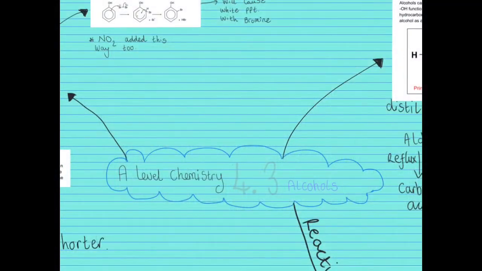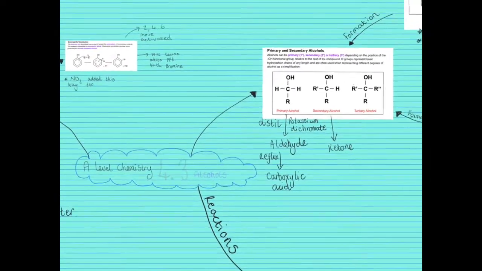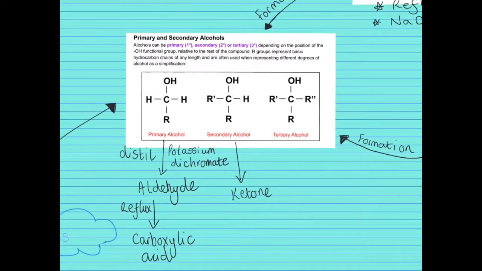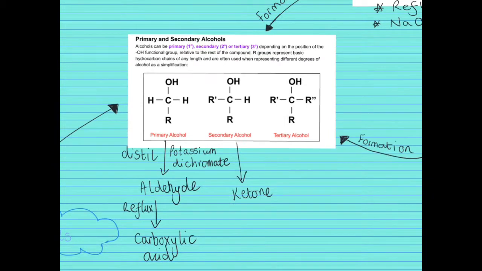Right, so this is A2 chemistry, 4.3 alcohols. The first half of this is quite nice and easy. It's the stuff that we did last year in AS. So first off, thinking about primary, secondary and tertiary alcohols. It's based on where the hydroxy, which is the OH functional group, is.